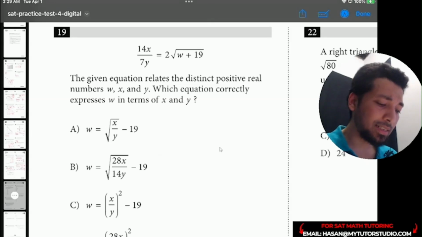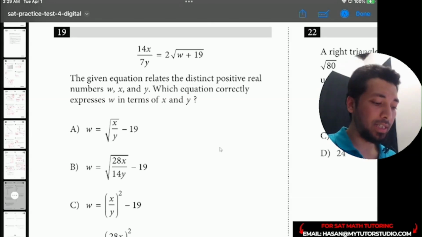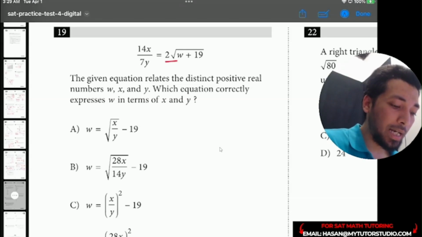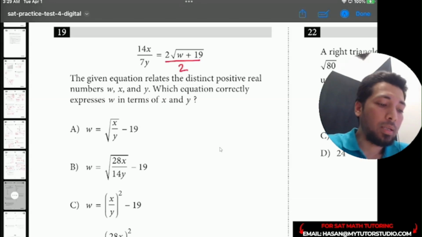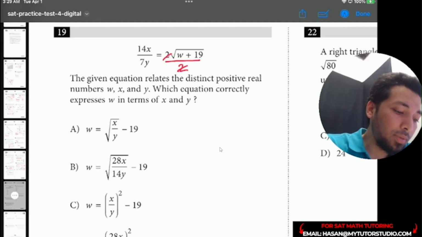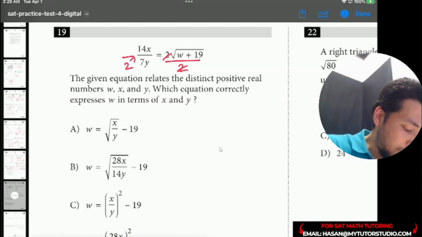The given equation relates the distinct positive real numbers w, x, and y. Which equation correctly expresses w in terms of x and y? So we see that we have 14x divided by 7y is equal to 2 times square root of w plus 19. So to get rid of this 2, I can simply divide both sides by 2, because it is multiplied with square root of w plus 19. So I'm getting rid of this 2 and I need to divide by 2 on the left side.